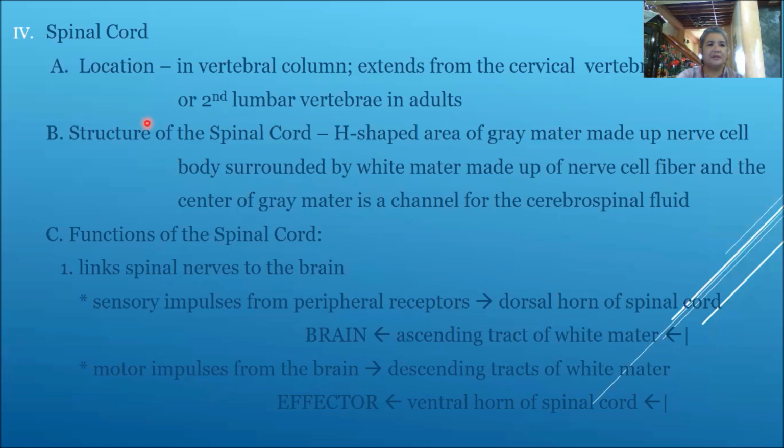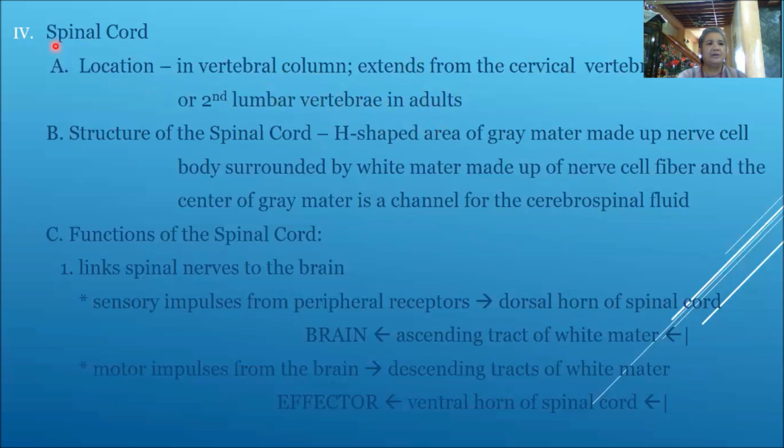Now, from the brain or cerebrum, we go now to your spinal cord. Where is the spinal cord? It is contained within the vertebral column. And it extends from the first cervical vertebrae to the lumbar vertebrae, first or second lumbar vertebrae in adults.